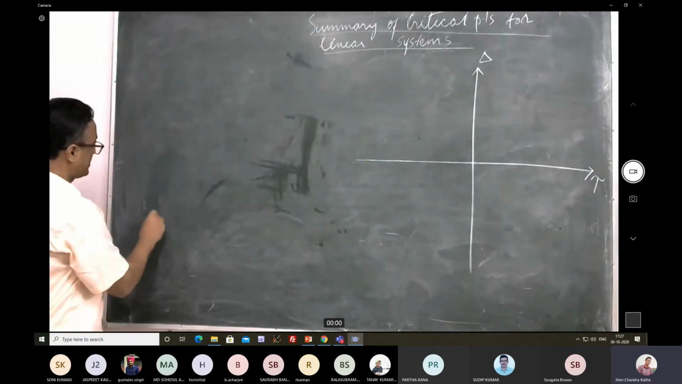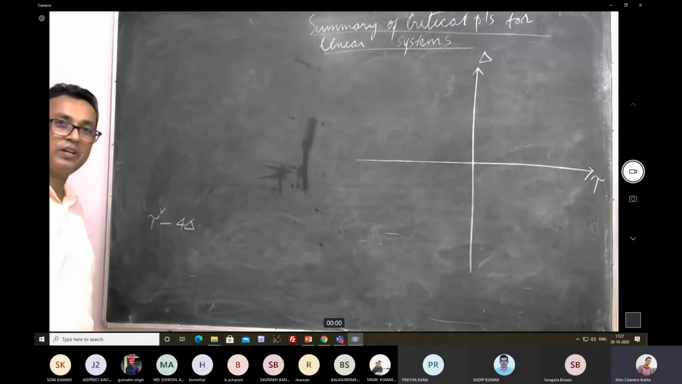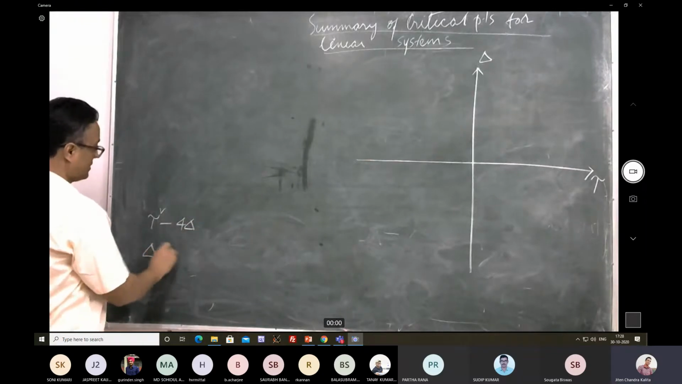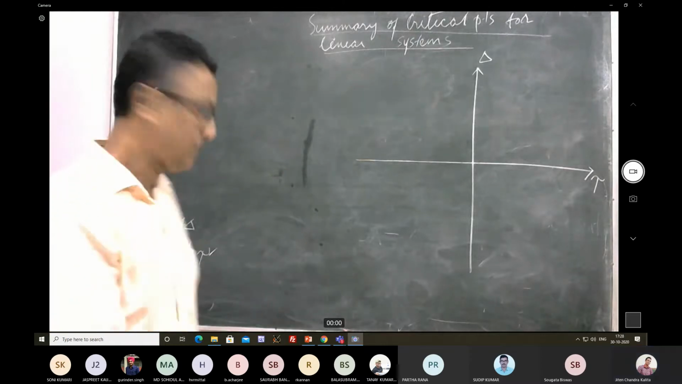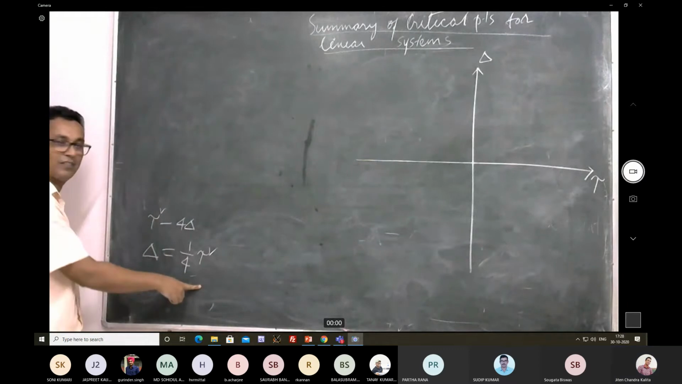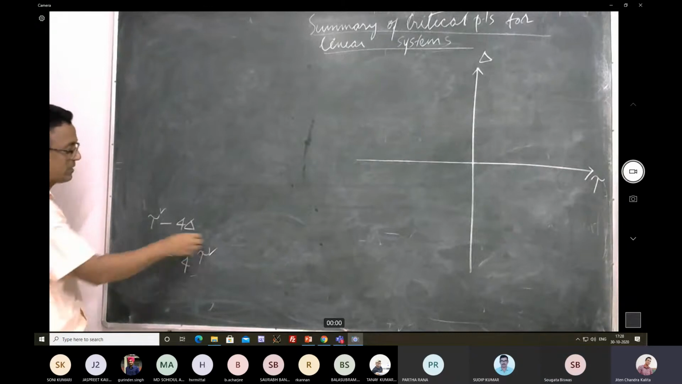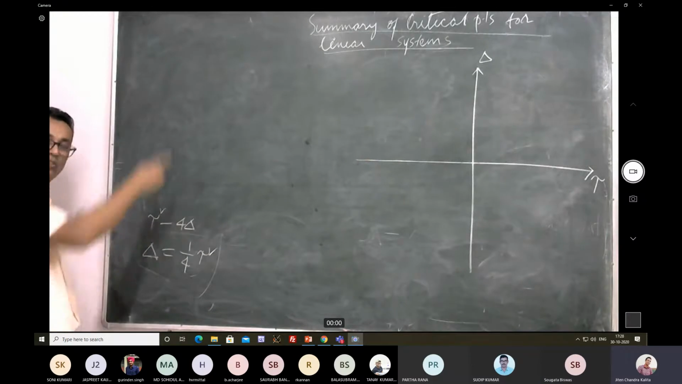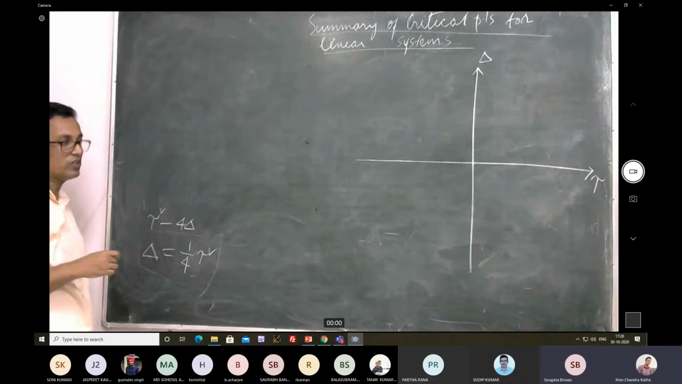So depending upon the discriminant, that was tau square minus 4 delta. Right? And from here, if this is equal to 0, you get delta equal to 1 by 4 tau square. Right? So in the tau delta plane, this equation, if delta is a function of tau, is going to be what? A parabola. Yes, it is going to be a parabola.